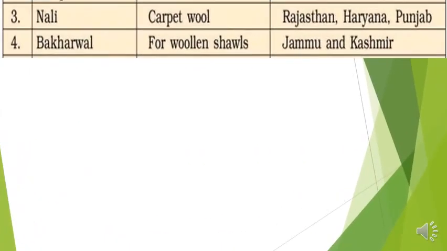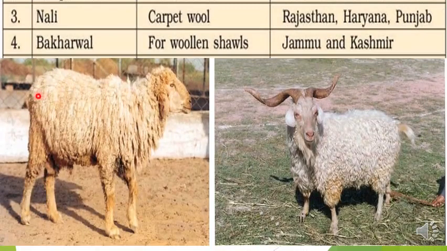Then coming to the third one. The third one is Nali, which yields carpet wool. It is used to make carpets and is found in Rajasthan, Haryana and Punjab. Can you see here, children? It bears a very rough wool and it is used to make carpets. This wool is called carpet wool.